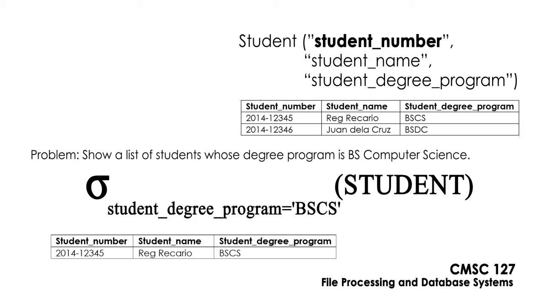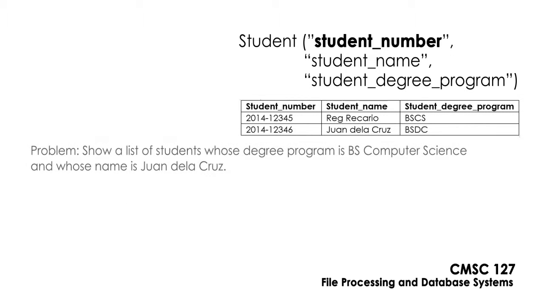Now suppose that we have another example. Suppose we ask, I want to see a list of students whose degree program is BS Computer Science and whose name is Juan de la Cruz. How do we do that? So we express that as follows.